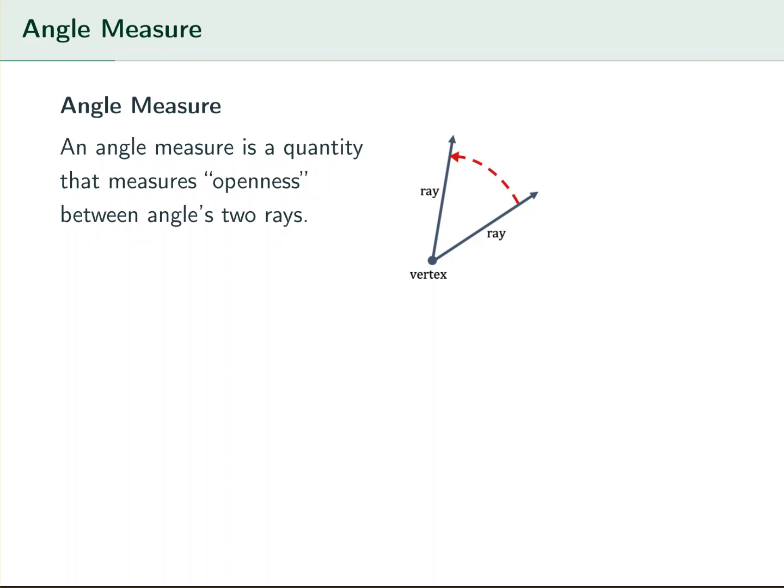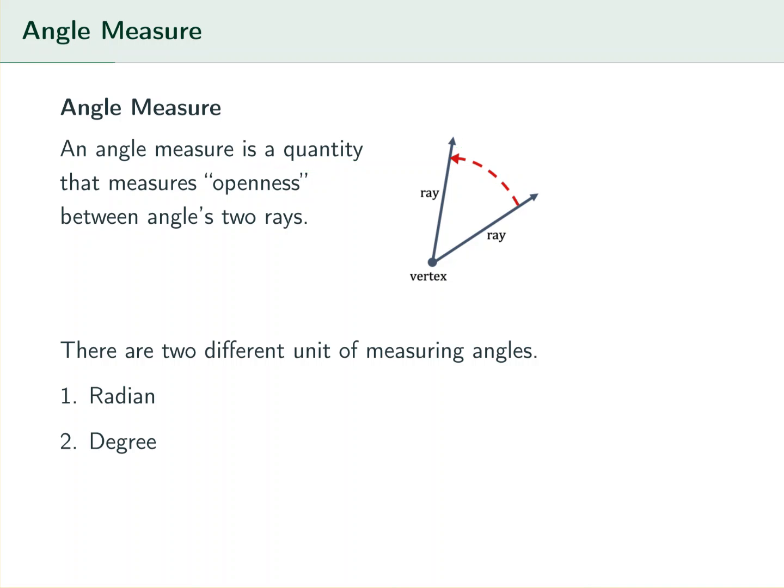Angle measure is a quantity that measures openness between two rays. So measuring this openness will give us an angle measure. There are two different ways we can measure angles, using radians or degrees. In this video, we're going to focus only on radians first, and then define the sine, cosine, and tangent functions.